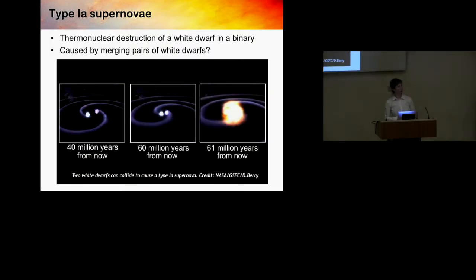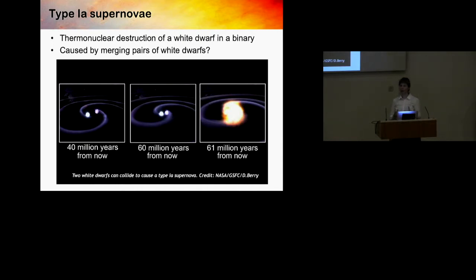There are also white dwarfs, something from our low and intermediate mass star evolution. If it can merge or gain enough material somehow that it reaches the Chandrasekhar mass, about 1.4 solar masses, it will explode as a type 1a supernova. So these are the complete thermonuclear destruction of a carbon-oxygen white dwarf.